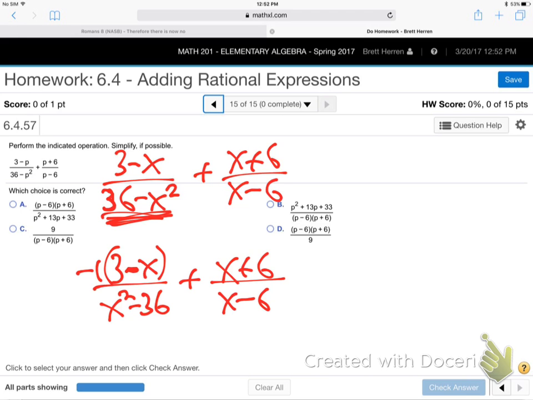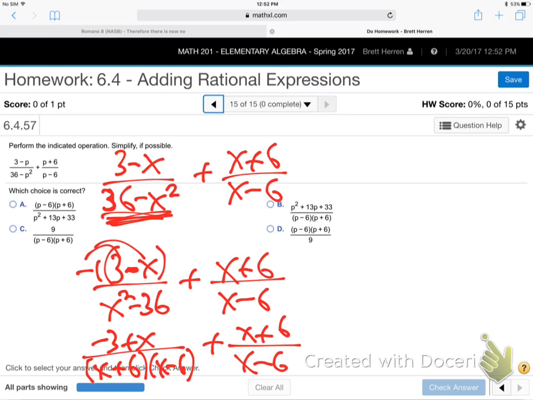Okay, so on the bottom there, the top will distribute, so minus 3 plus x. On the bottom, it's x plus 6, x minus 6. Everybody okay there so far? So I factor that bottom. Remember, the first step is factor denoms. So really, we're doing stuff before the first step. But remember, we factor the denom there. Is everybody good with that?